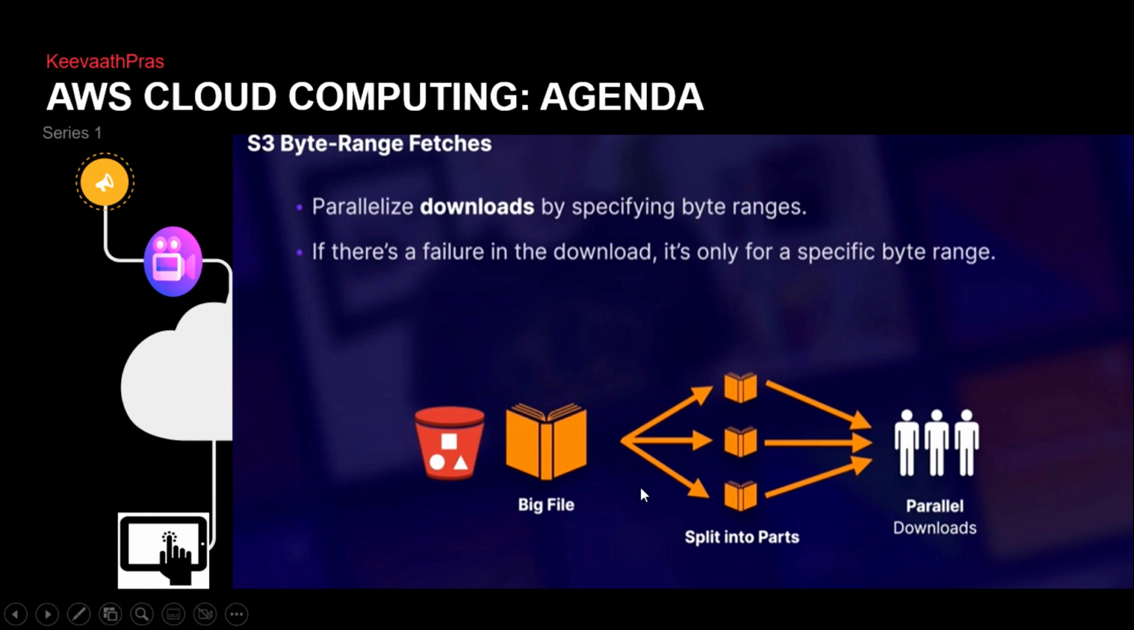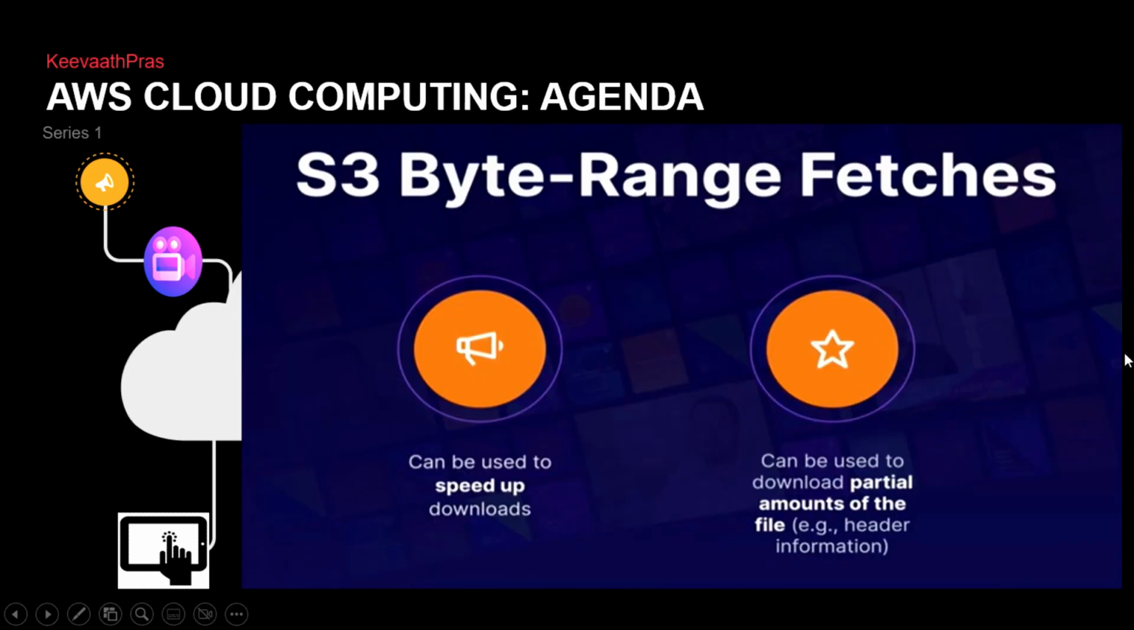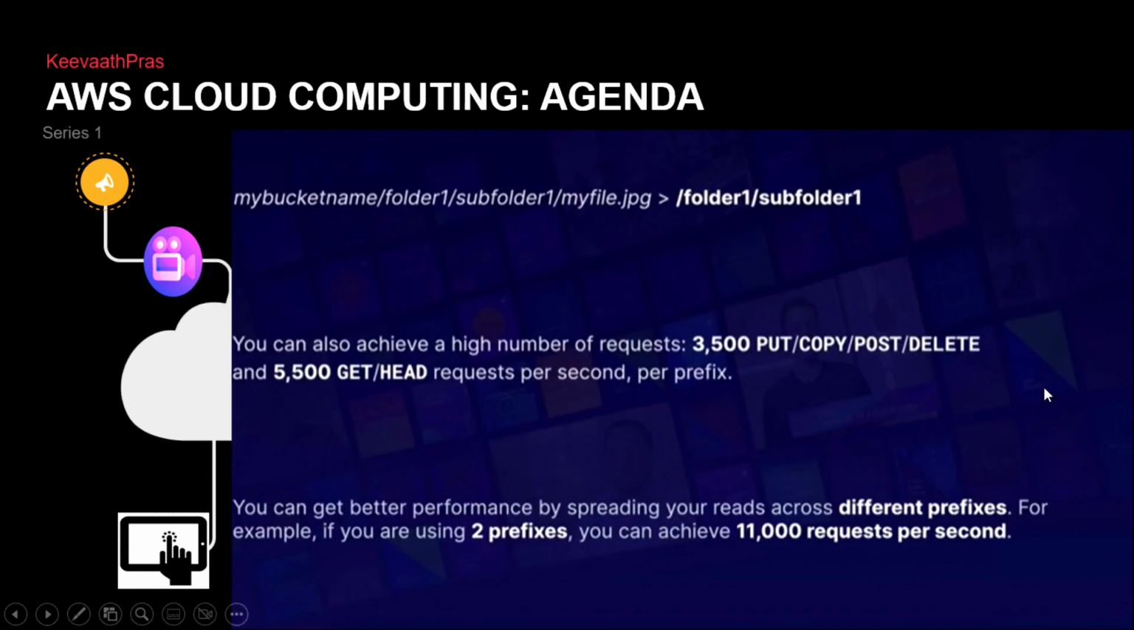All right, as I told you, you split and then you join. Byte ranges can be used to speed up the downloads, not the uploads, and can be used to download partial amounts of a file, such as the header information. So byte ranges are only for the downloads.